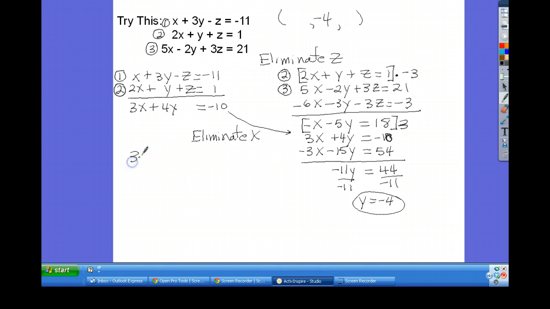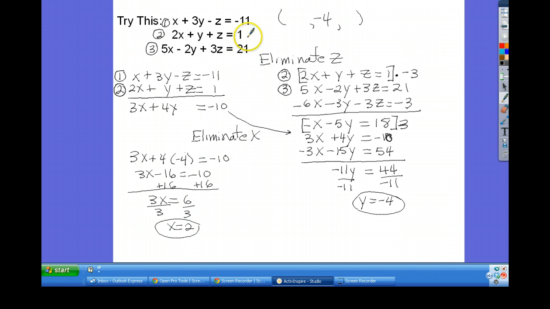So we're going to take this equation, 3x plus 4, and instead of putting y, we put negative 4 in, equals negative 10. Multiplying, 3x minus 16 equals negative 10. Add 16 to both sides. And 3x is equal to 6. Divide by 3. X is equal to 2.